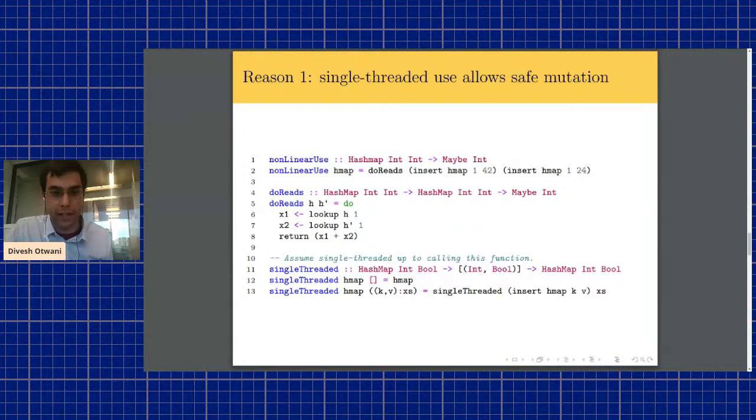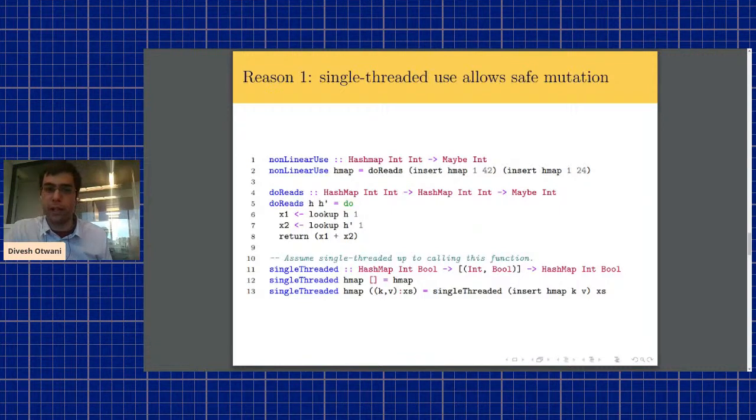So let's look at an example of a nonlinear use in lines 1 and 2. So this function, nonlinear use, takes in a hash map of integers to integers and gives you a maybe int. And what it does, line 2, it takes the hash map, it calls the function doReads with an insert of the hash map, inserting the key 1 with the value 42, on the left argument, and on the last argument, inserting into the same hash map key 1 with a different value, 24.